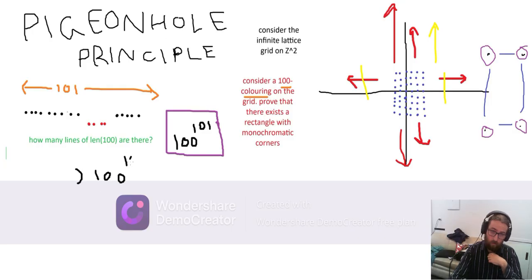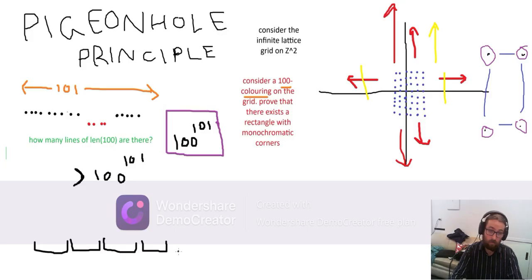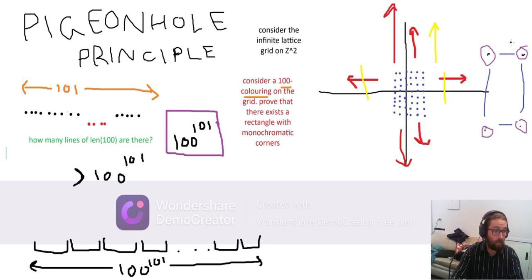And that's because if there's infinity lines as I go up, that means there's more than 100 to the power of 101 lines. So this time my pigeonholes are going to be the different combos of colors, which means that there's going to be 100 to the power of 101 pigeonholes. And my pigeons are going to be each specific line that has to take on one of these 100 to the power of 101 different forms. And I know that I have more than 100 to the power of 101 pigeons.